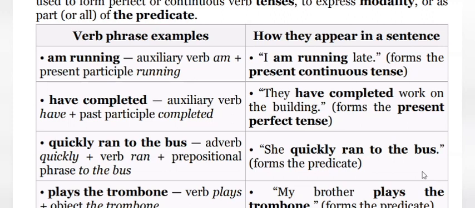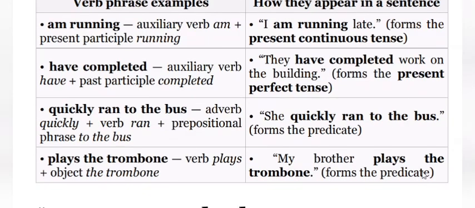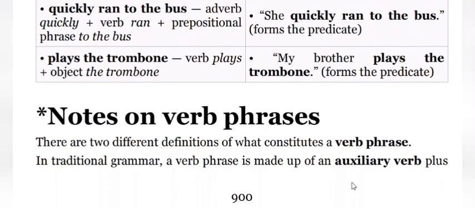Quickly run to the bus. Adverb quickly plus verb run plus prepositional phrase to the bus. She quickly ran to the bus forms the predicate. Plays the trombone. Verb plays plus object the trombone. My brother plays the trombone forms the predicate.